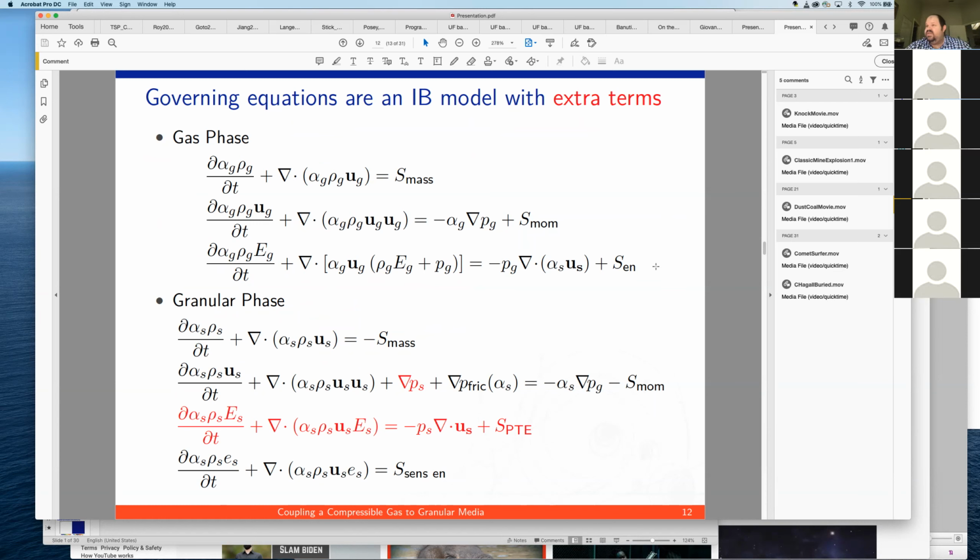We also solved a bunch of species mass equations too, but I just didn't write them down because in a presentation, you don't want to pepper the audience with too many equations. Then we have a different set of field equations for the granular phase. So this is conservation of mass, momentum, pseudo-thermal energy, and internal energy. The terms here that are in red are the extra terms that were added to the old interior gun ballistic models that were developed about 60 years ago.